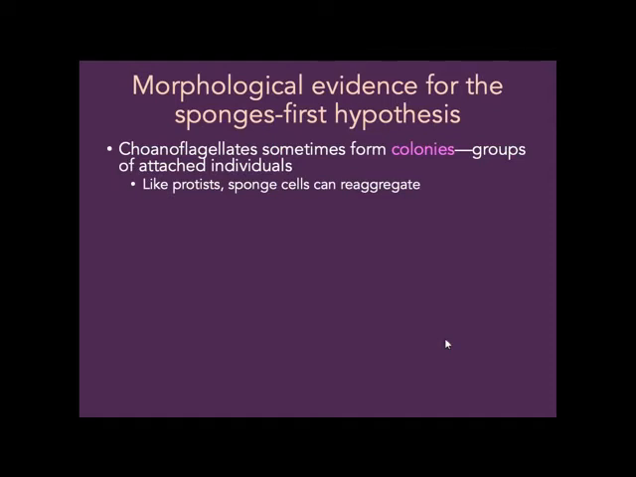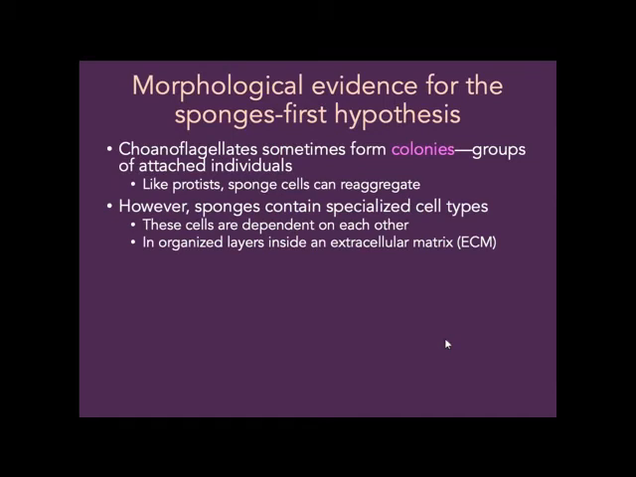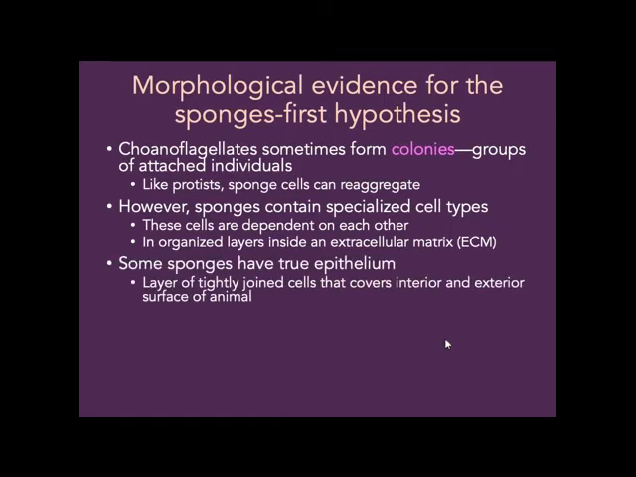But if you do it to a sponge, all those cells can come back together again and reform, because a sponge is organized at the level of the cell, cells working together, but not at the level of a tissue. Sponges, unlike choanoflagellates, have different cell types, and the cells are dependent on each other, so each of those cell types can't live on its own. The cells live in organized layers inside of an extracellular matrix, which is common to all animal cells. Some sponges even have something like a true epithelium, so they have a kind of skin tissue. This is when the cells come very close together and form a tight layer that covers the interior and the exterior surface.